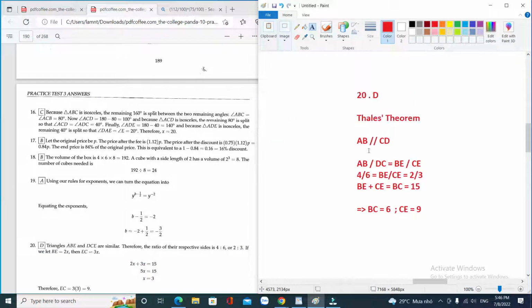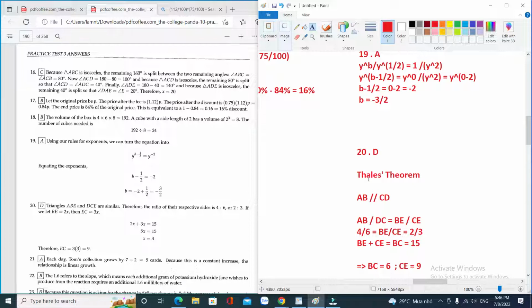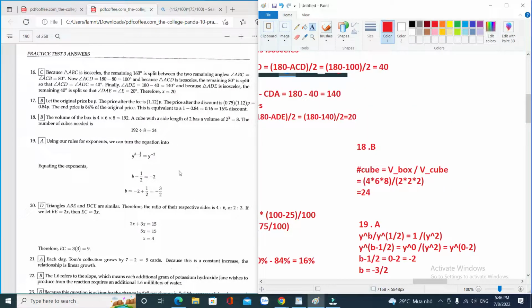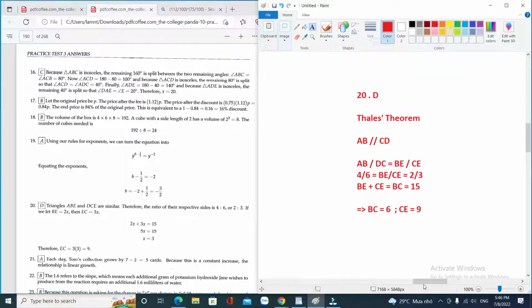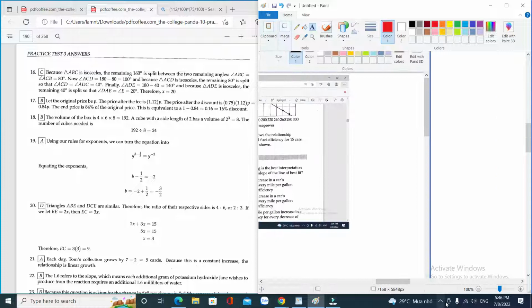Okay, so we use similar triangles. In this case, I used Thales theorem. It's all the same. And 20 is D. Okay, so it's all correct. So I think that's enough for this section and video.